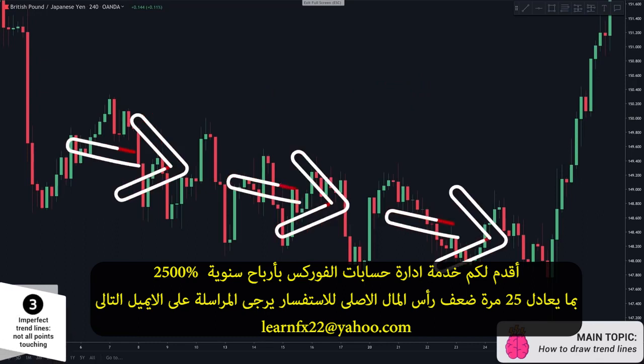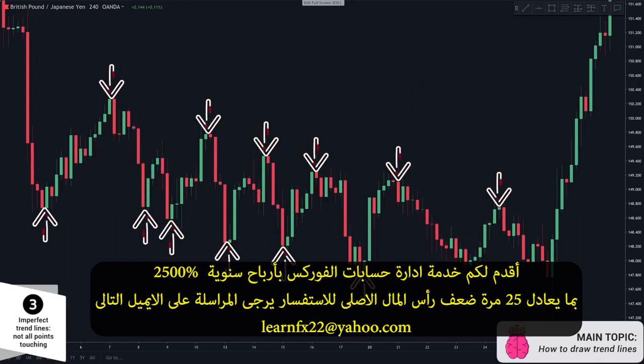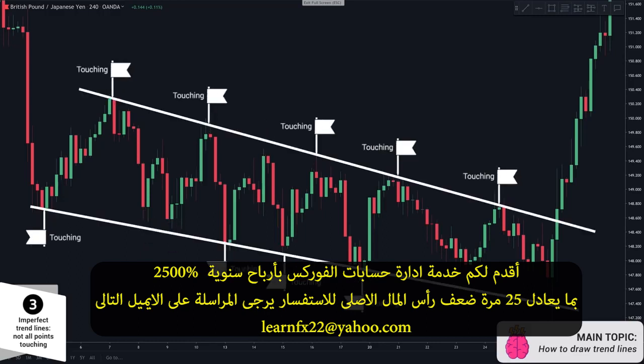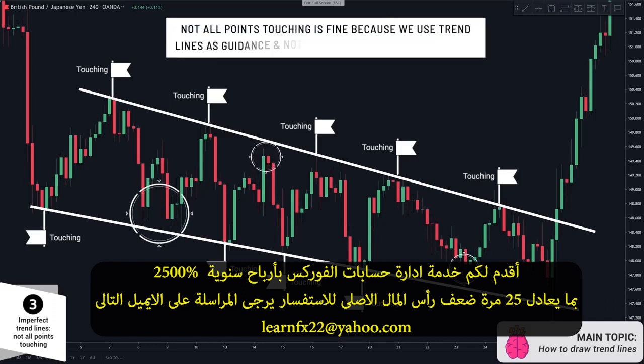So here is a clear moving downtrend. And let's go ahead and apply our trend lines where we can get as many touches as possible. Now notice how these points here all touch the trend line, but where these points here do not touch, and that is perfectly fine because again, we use trend lines as guidance. We don't use them on their own for trade entries.